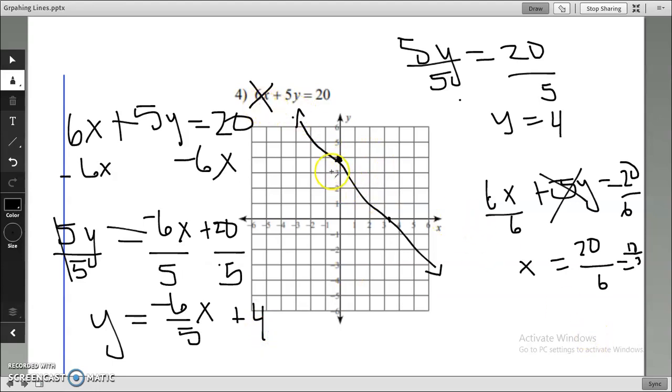We have negative slope at 4, and it's going down the hill, going down 1, 2, 3, 4, 5, 6 over 5. 1, 2, 3, 4, 5. This is a better mark here. And so these are the points that it connects. And I hope that this helps.